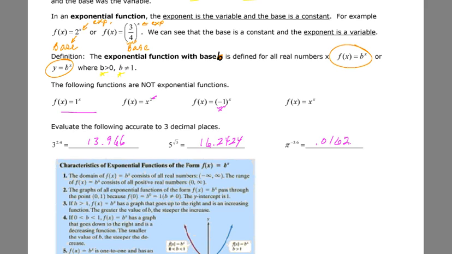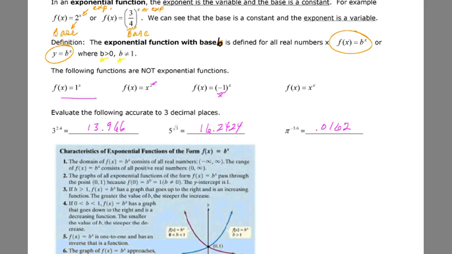So you'll have to practice on your calculator finding some values up to 3 or 4 decimal places. In this case I put 4, but at least 3 decimal places.